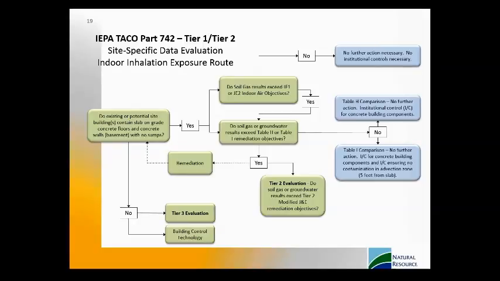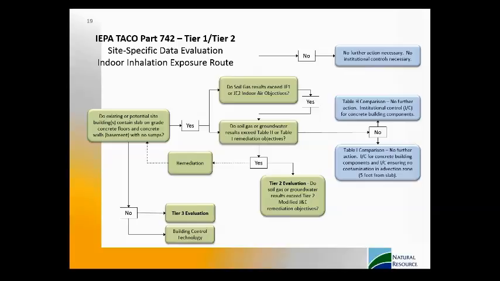If it doesn't meet the criteria, you're going to have to go through a Tier 3 evaluation. If timing is an issue and you know that you have a greater potential of vapor intrusion, you might consider just going straight to a building control technology. But traditionally, if the site meets all these criteria, then you can compare to Table H or I, depending if there's any contamination within 5 feet of the building slab.